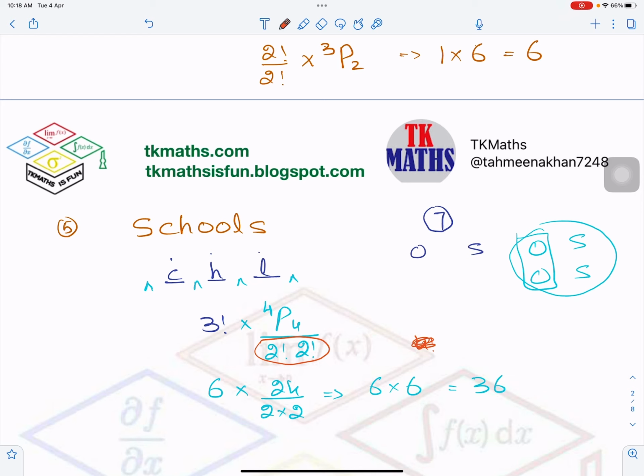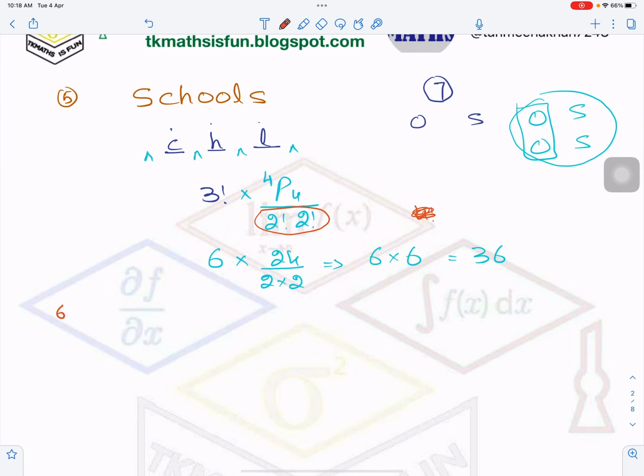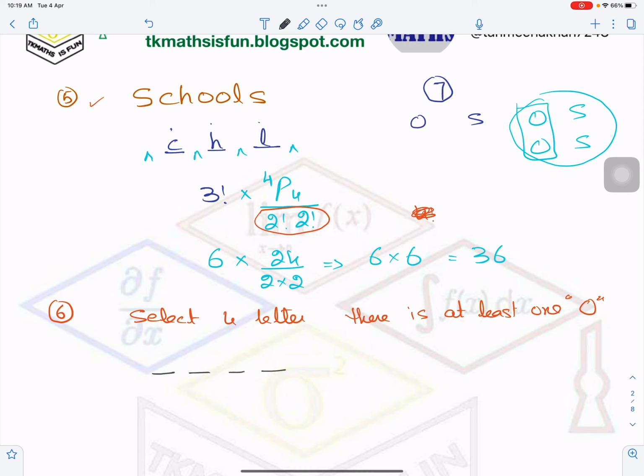Okay. Now the challenging part of the same question: you have to select 4 letters. But there is a condition. What is the condition? Earlier the condition was that O and S are separated from each other. Here the condition is that there is at least one O. Now, school itself has 4 letters, and I have to select only 4 letters. The condition is that it can have 1 O or 2 O.